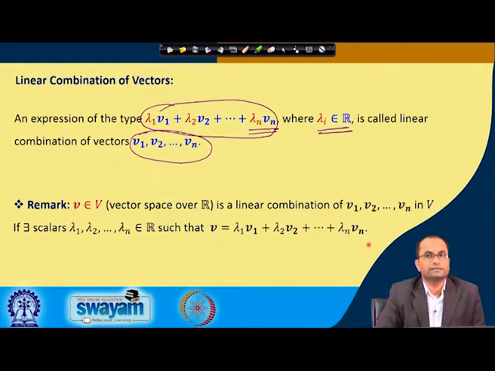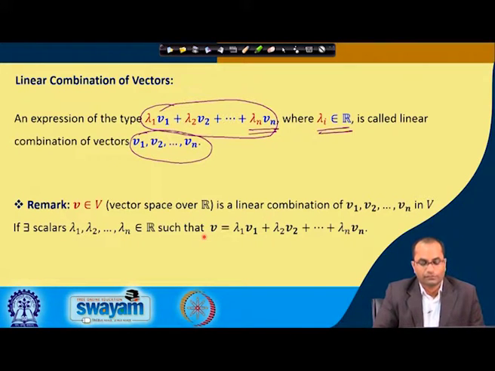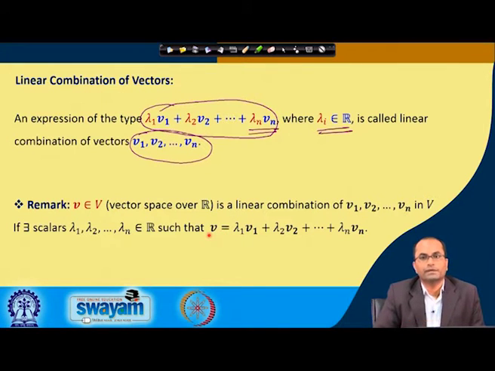Then we say that this v is a linear combination of the vectors v 1, v 2, v 3, v n if we can write down this v as lambda 1 v 1 plus lambda 2 v 2 plus lambda n v n. This vector is a more general term we are talking about from the vector space. They can be matrices, they can be polynomials, etc. So, if this given v we can write down as a linear combination of these other vectors, then we say that this is a linear combination of the vectors v 1, v 2, v 3, v n.